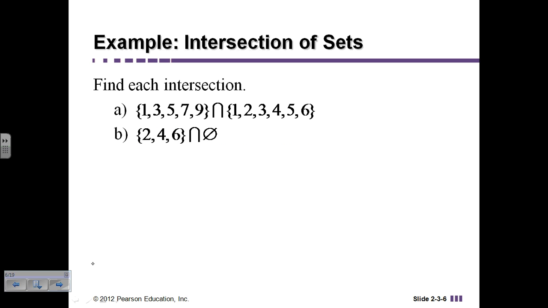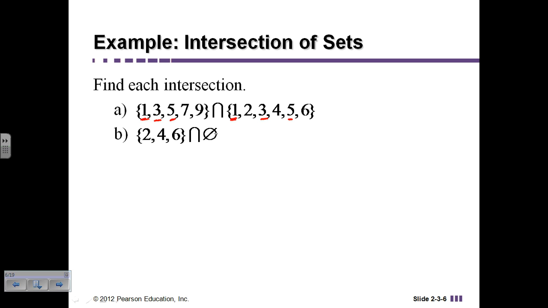So if we looked at these two problems and we wanted to find the intersection of the sets, we want to look and see what's in both sets. We'll start with the first set. We'll notice that 1 is in both sets, 3 is in both sets, 5 is in both sets. And so the intersection of the first set and the second set would be the numbers 1, 3, and 5.